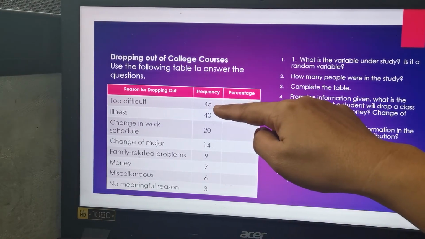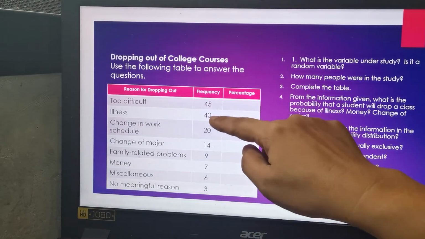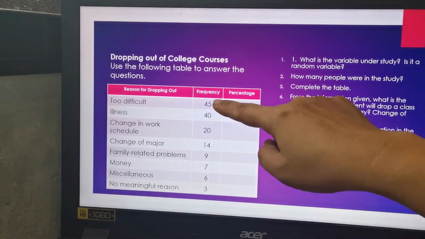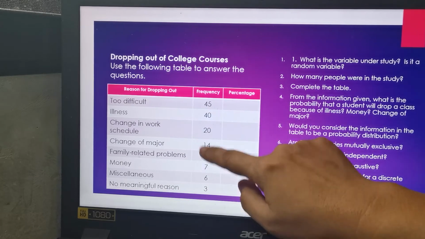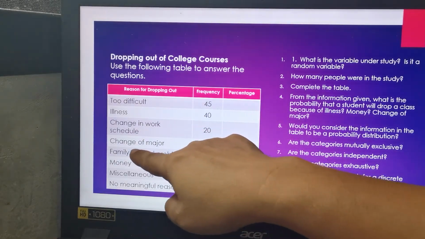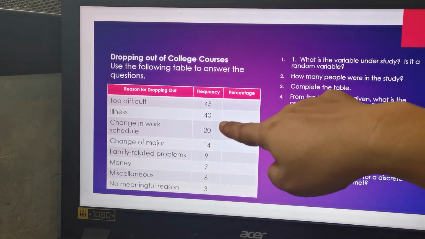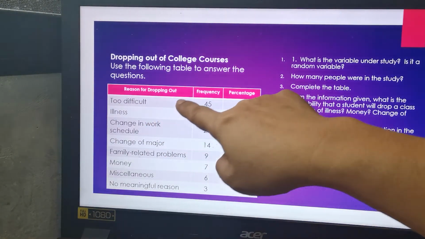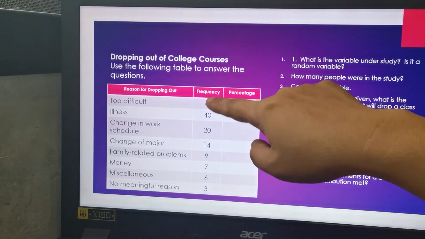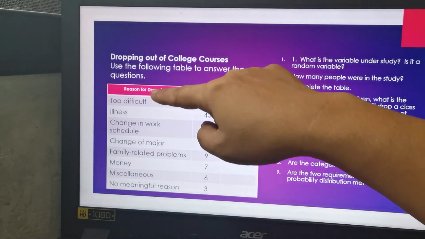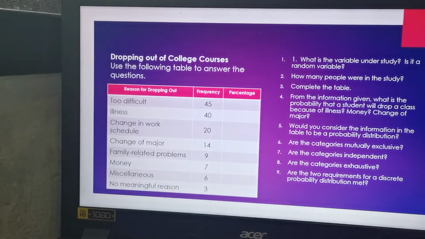So, we have considered that these individuals are different from these individuals as well as the following individuals. Walang magkatulad na tao na nagsabing change of major at saka money, wala. Okay, so it is mutually exclusive. And then, are the categories independent? Yes, they are independent since the second option does not affect the first option. Itong change of work, hindi siya naka-apekto doon sa pag-choose ng too difficult. Okay, so they are independent.